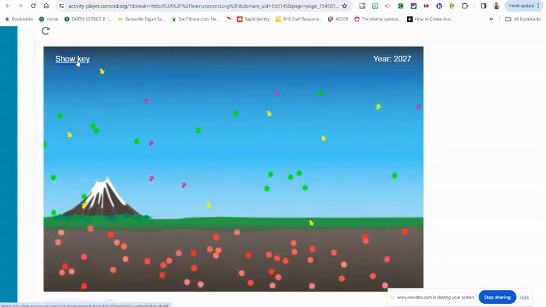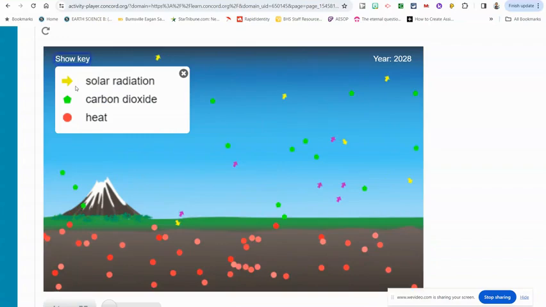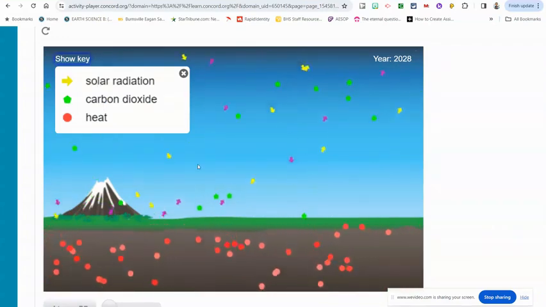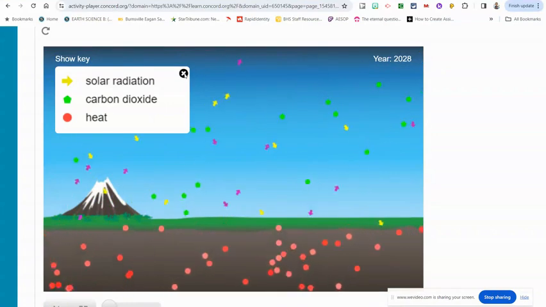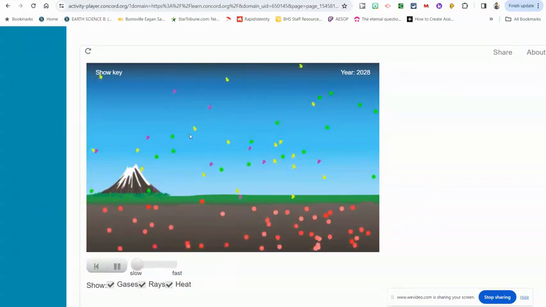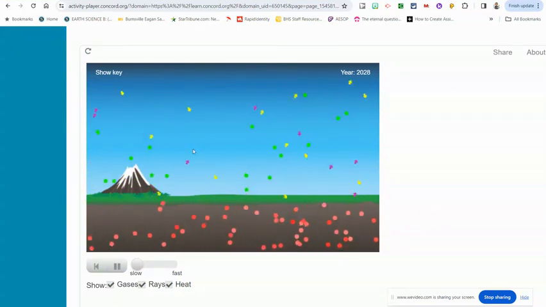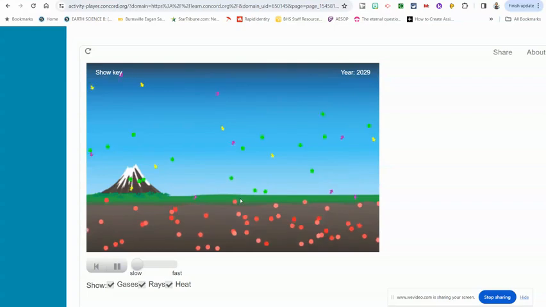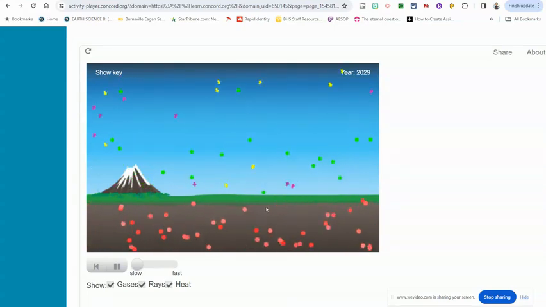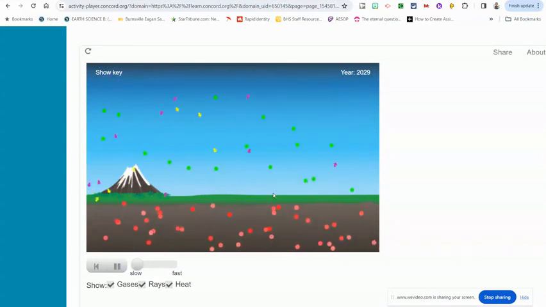So we can certainly click on the key here. The yellow arrows are solar radiation. The green are carbon dioxide and the red are heat. Okay. And we're looking at how those interact in the atmosphere. So a couple of things you should know. The yellow, the solar radiation can do one of two things. It can be absorbed by a surface, or it can be reflected by a surface.